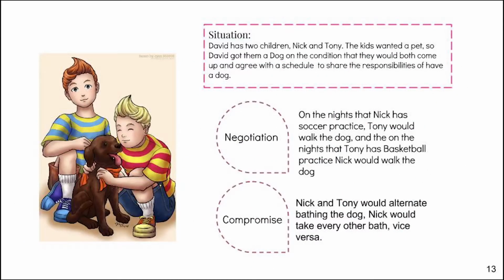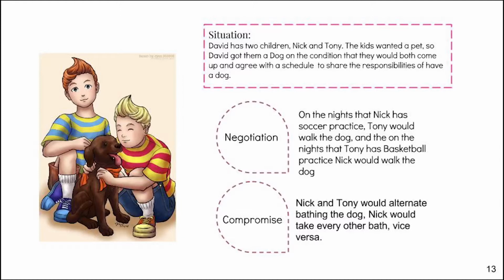This next example is about David and his 2 children, Nick and Tony. They have been begging him for a pet for a while, so David went out and got them a dog. But on one condition, that they would both come up with and agree with a schedule to share the responsibilities of having a dog. This opens the floor for great negotiation and great compromise.